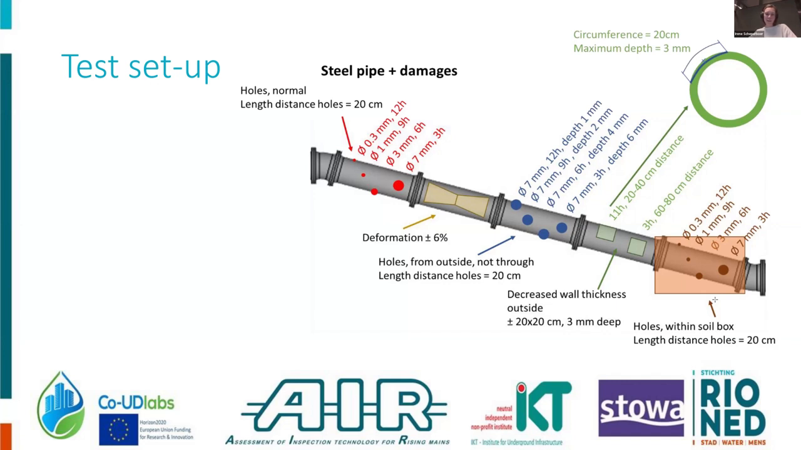In the fourth steel pipe segment, we had decreased wall thickness over a surface of 20 by 20 centimeters and 3 millimeter thick in the middle of these surfaces.